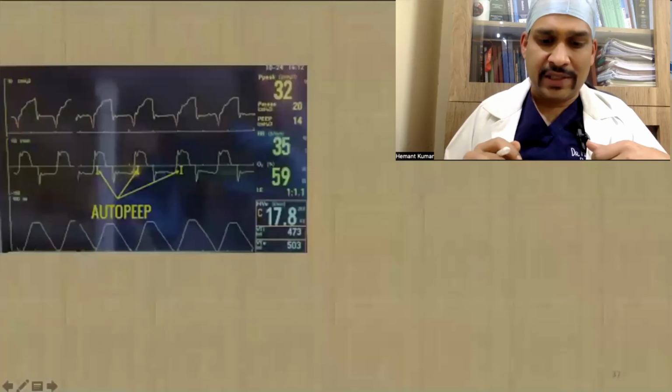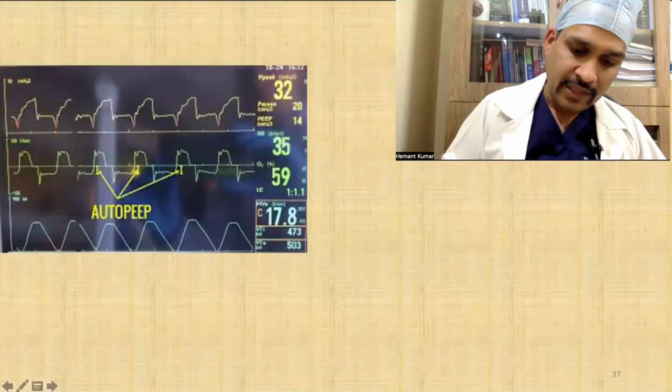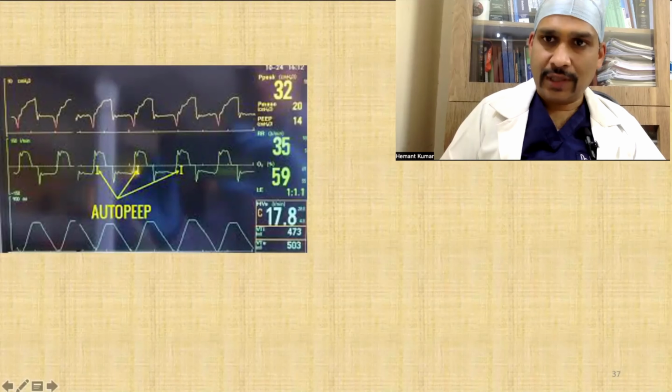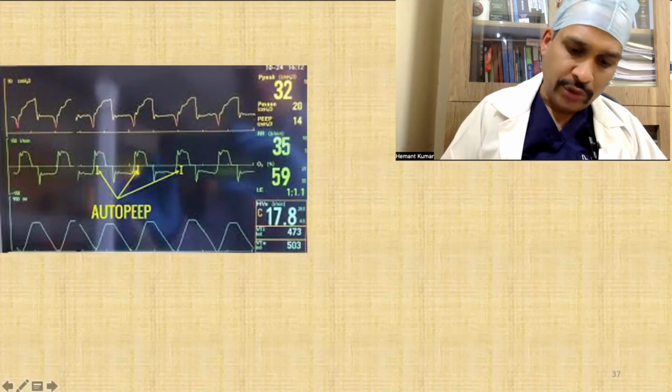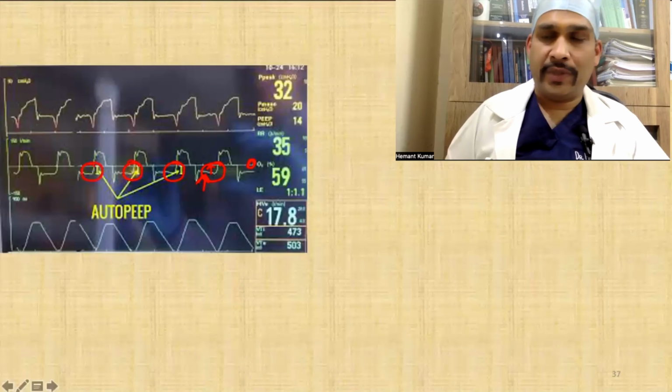So in this patient, we have seen the ventilator graph. Can you see? This is the flow volume loop, I mean the time volume loop. You can see this expiratory phase is not touching the baseline. This is the baseline. Can you see this is not touching the baseline? So it means there is auto-PEEP.